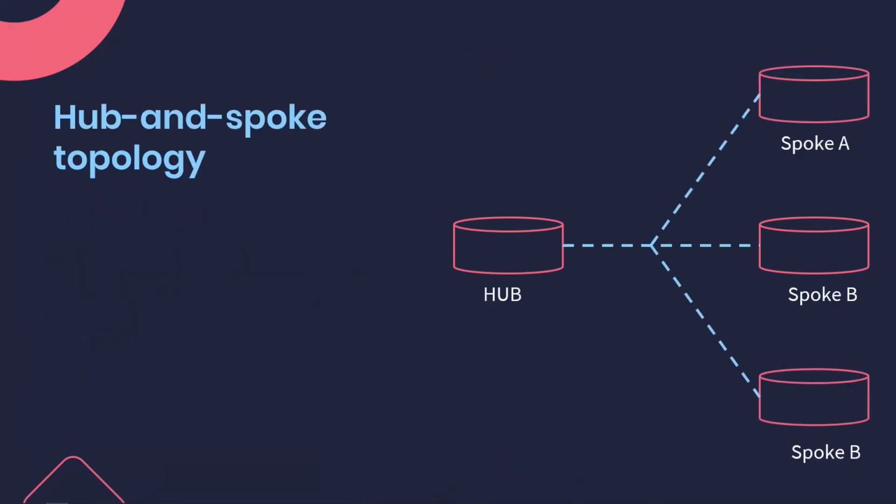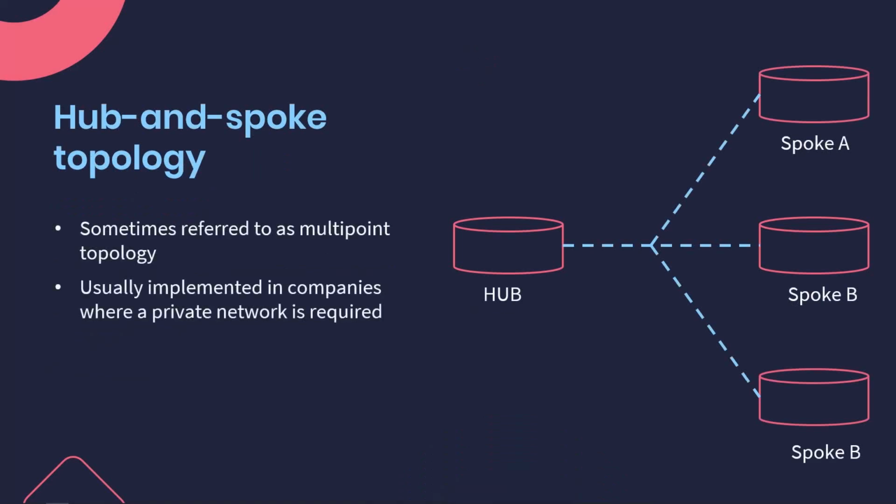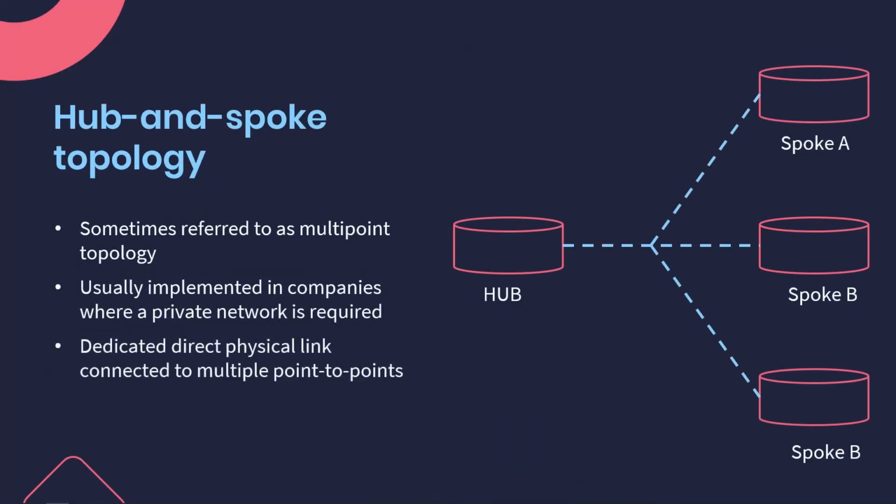The hub and spoke topology is sometimes referred to as a multi-point topology. It is usually implemented in companies where a private network is required. A dedicated direct physical link is connected to multiple point-to-points on other sites, and every communication has to go through the hub as shown in the diagram.